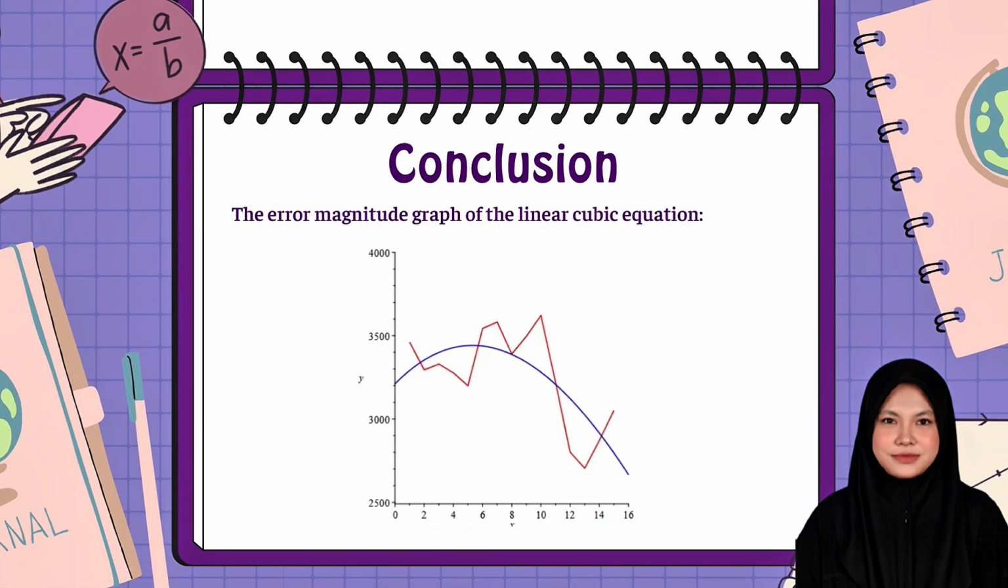This graph shows the cubic equation model. The blue curve represents the fit curve, while the red line represents the actual data. The curve follows the data trend quite well, which proves that the cubic equation is the best fit for this project.